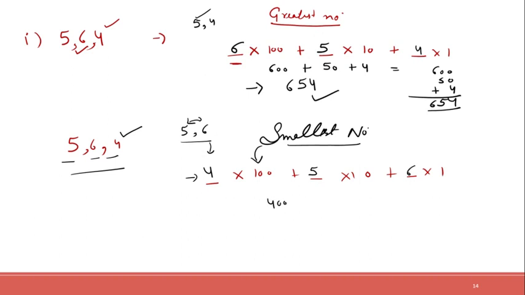So 400 plus 50 plus 6. What will we get? We will get 456. So with digits like 5, 6, 4, the smallest number which we can make is 456, and the greatest number which we can make from these digits is 654. So I hope the concept is clear, right? Now I'll take another example with four digits. Okay, the concept will be clear.